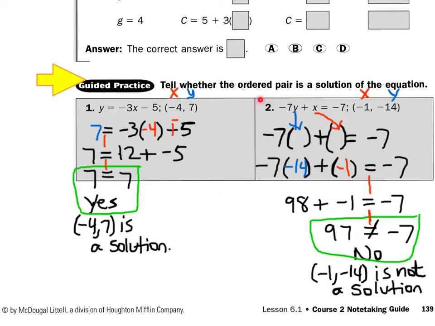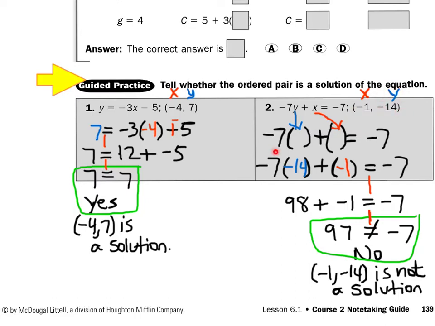Okay, take a look at number 2. I have negative 7y plus x equals negative 7. And the point they want me to try is negative 1 comma negative 14. So negative 1 is going to go in for the x, and negative 14 is going to go in for the y.